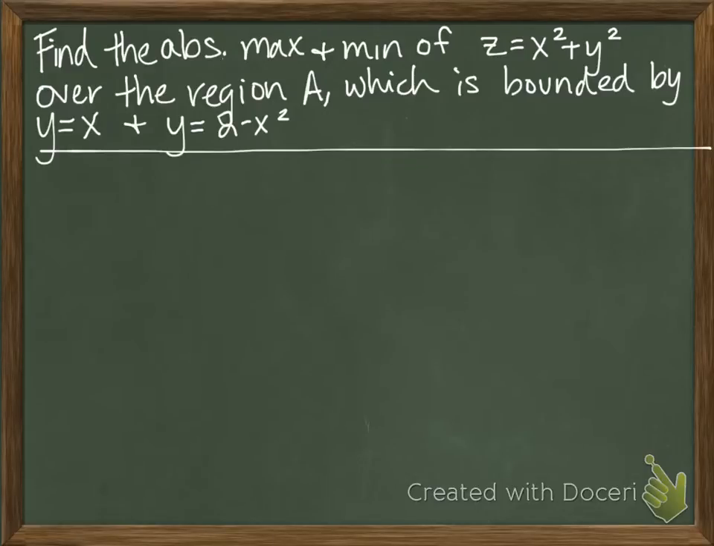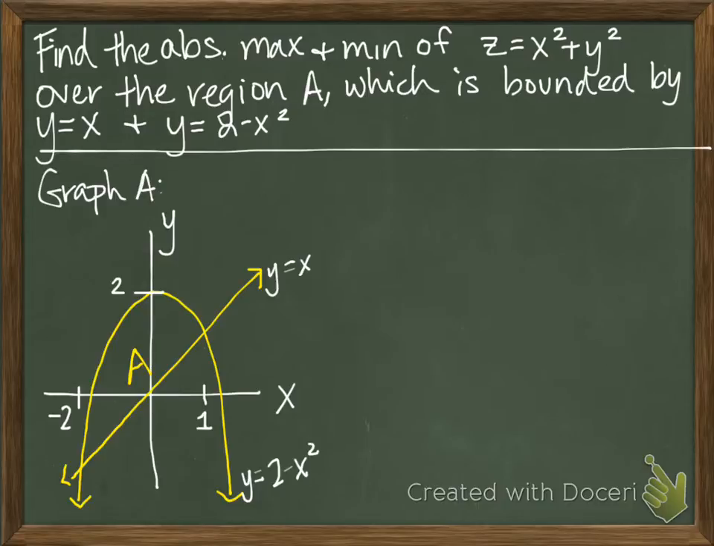We're going to look at this example finding the absolute max and min of this function of two variables over this closed bounded domain. So the first step is going to be to graph what the closed bounded domain looks like. And we did this in class, so just put a quick reminder here. Here's what A looks like.